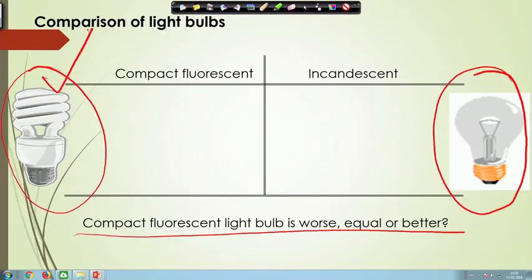Most of the people who are aware of the bulbs will say CFL is better because it gives you more light, and the light quality is better. Then it uses less wattage, so it should be good for the environment because less wattage is required. That is true, it is good for the environment, but how much better?